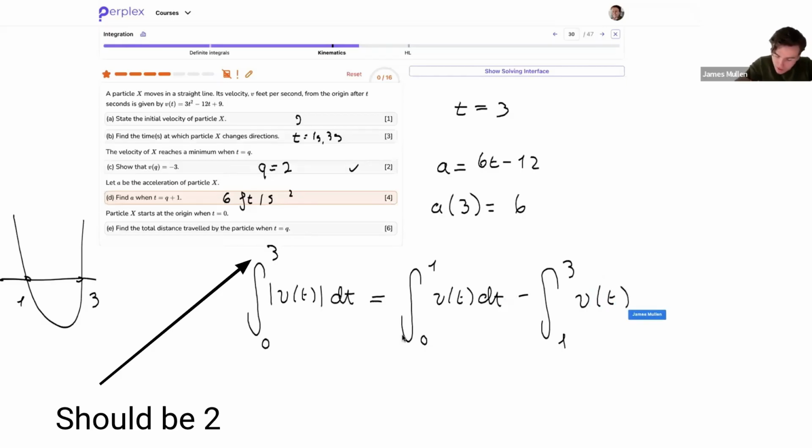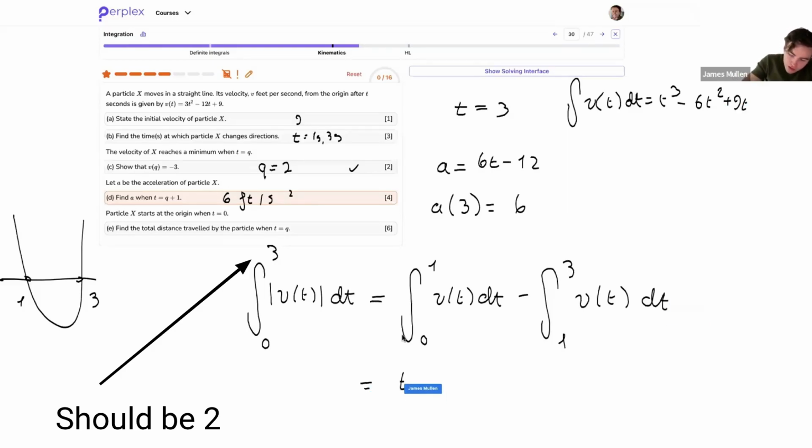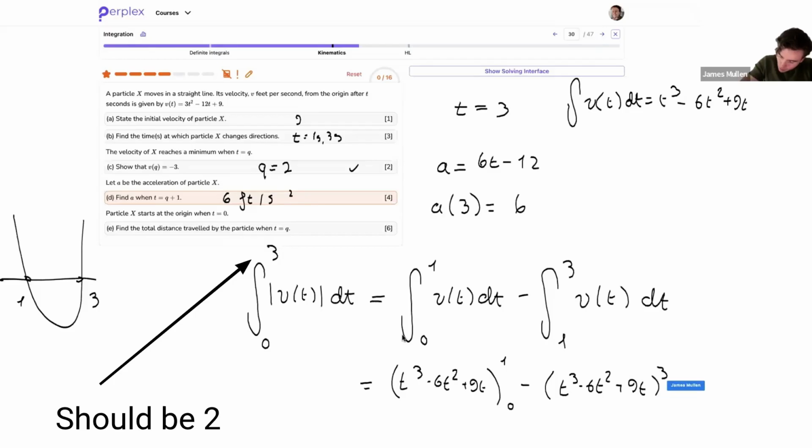All right. Now let's find what the actual antiderivative of the velocity is. It's a polynomial, so it's kind of easy to integrate. I'm going to have just t cubed, minus 6t squared plus 9t. That is what I have. Okay. So I have t cubed minus 6t squared plus 9t from 1 down to 0, and then minus the integral of t cubed minus 6t squared plus 9t from 3 down to 1.